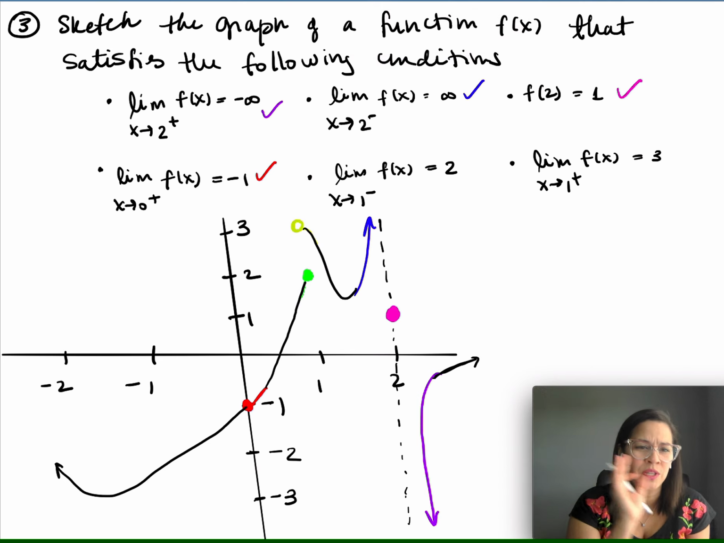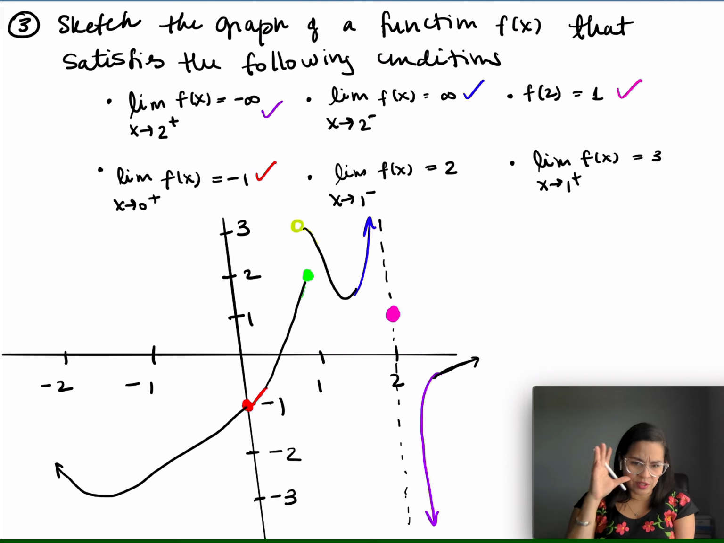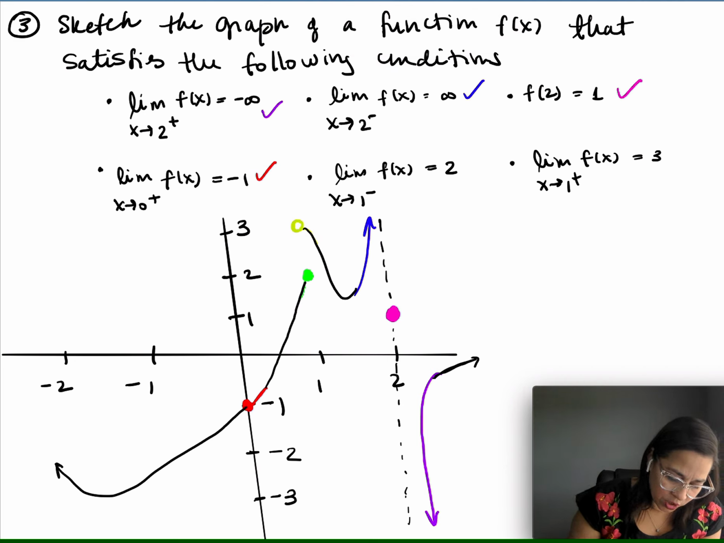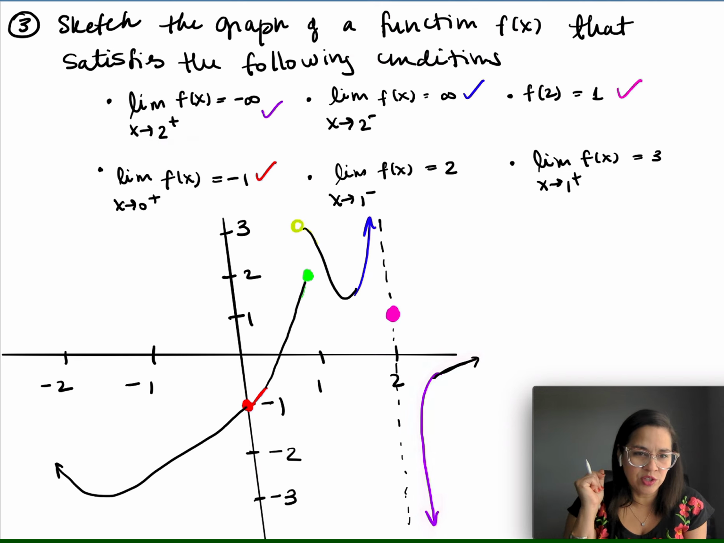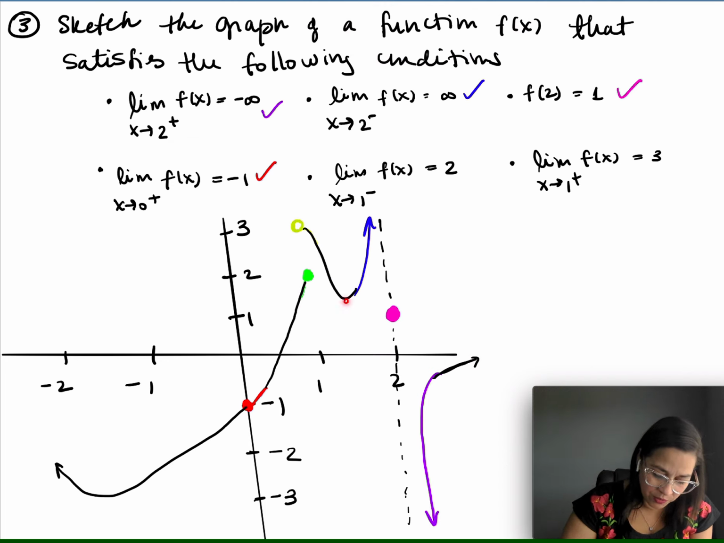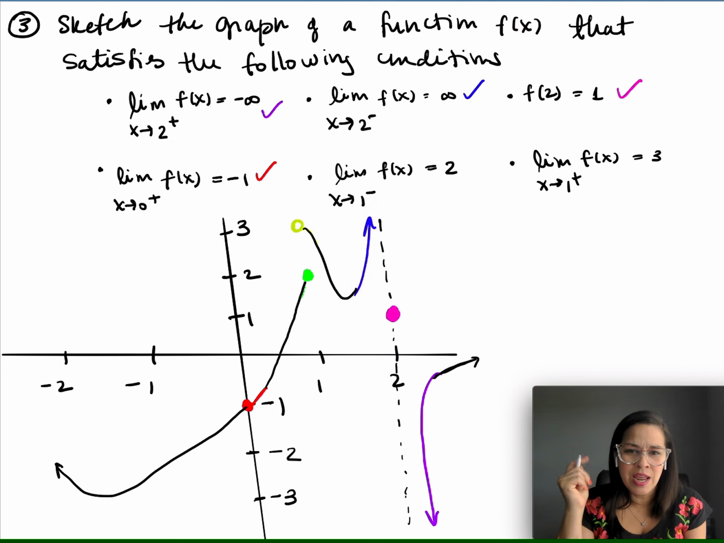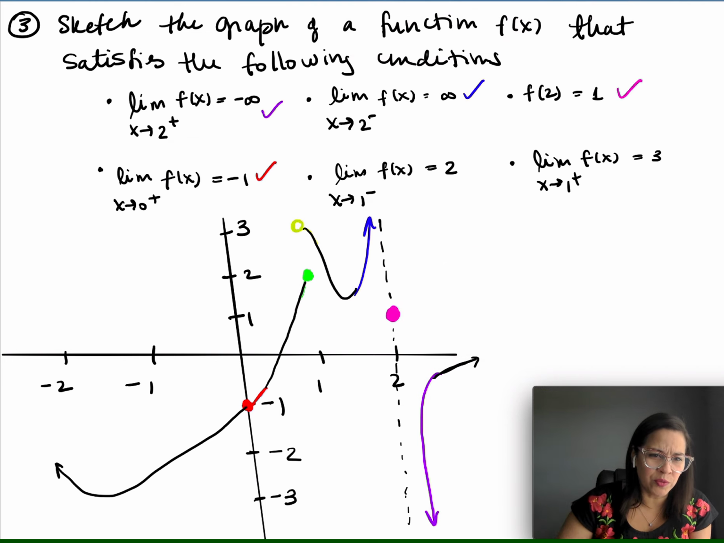Okay, so let's make sure that this graph satisfies the conditions, okay? So let's see. The limit as x approaches 2 from the right is negative infinity. So 2 from the right, negative infinity, check. The limit as x approaches 2 from the left is infinity. So from the left, infinity, check. f of 2 is equal to 1, beautiful. The limit as x approaches 0 from the right is negative 1, beautiful.